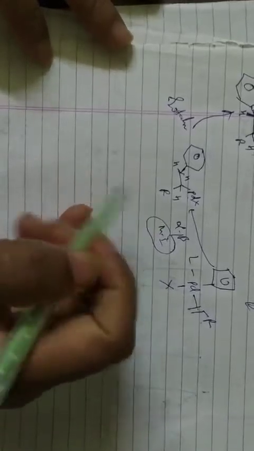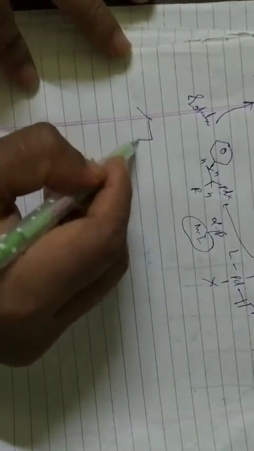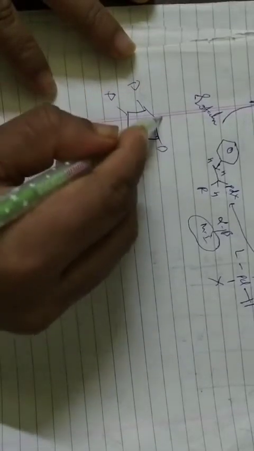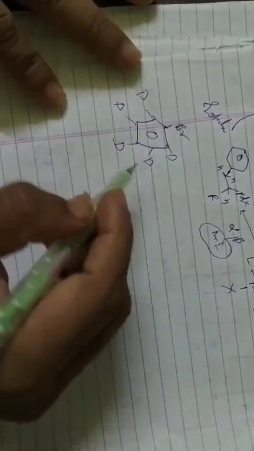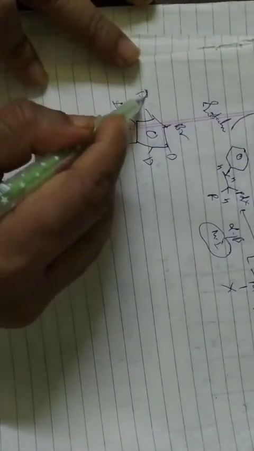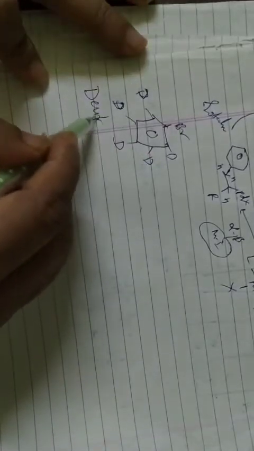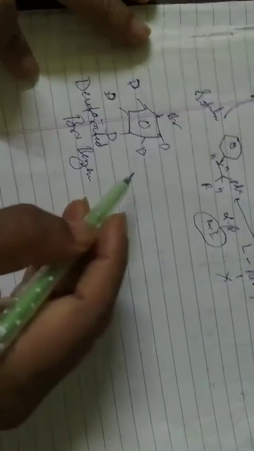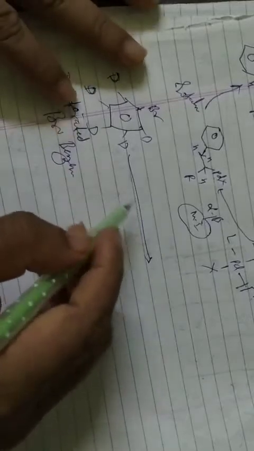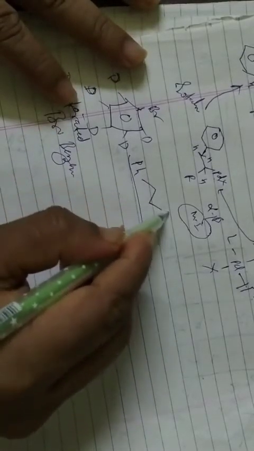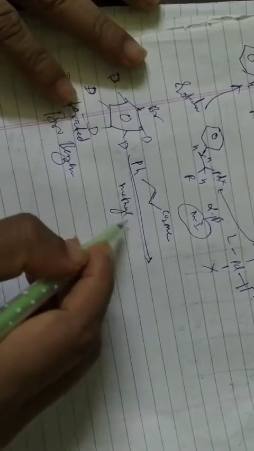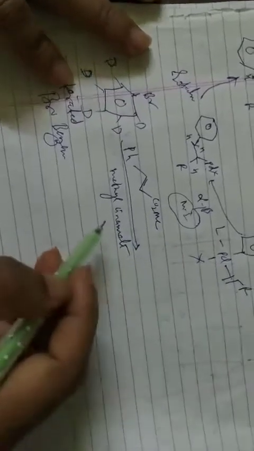One more organopalladium example you can take: Br, this is deuterated bromobenzene, this is all D. So when this is treated with methyl cinnamate, you can take it in this way. This is your methyl cinnamate.